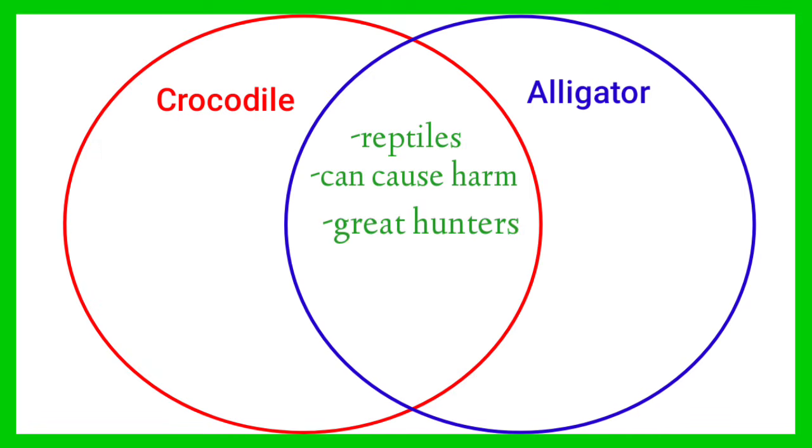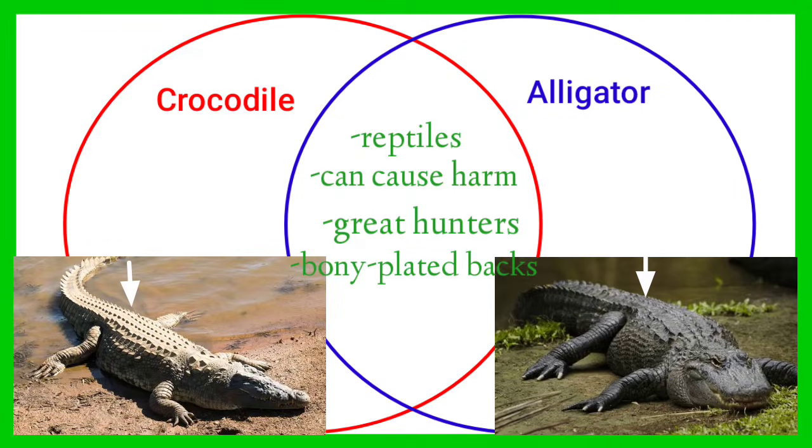They are excellent hunters. They are good at looking for their food. Another one. They have bony bladed backs. They also have very strong tails. Now, since we're already done with the similarities, we can now move on to their differences. Let us use the shape of the snout as our basis of comparison. How do their snout shapes differ?